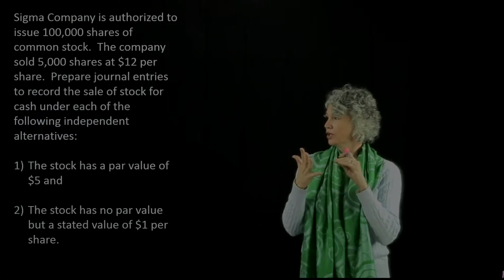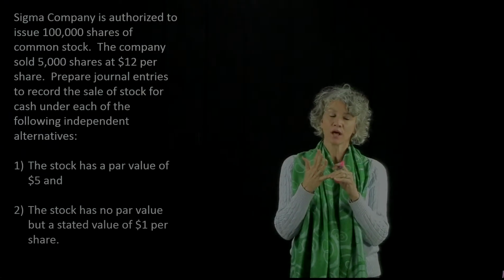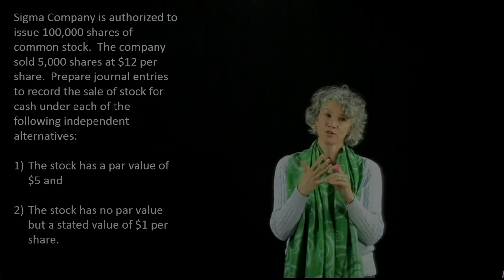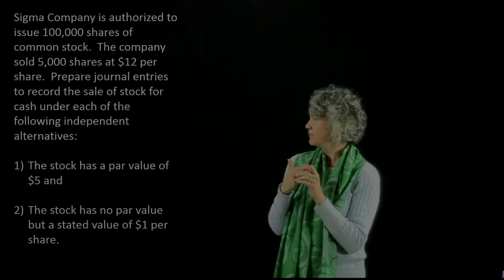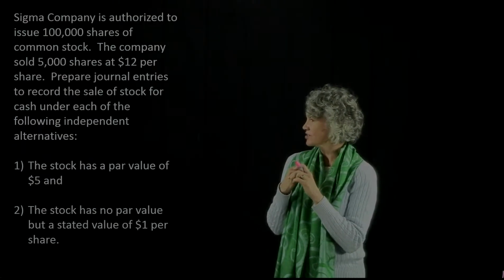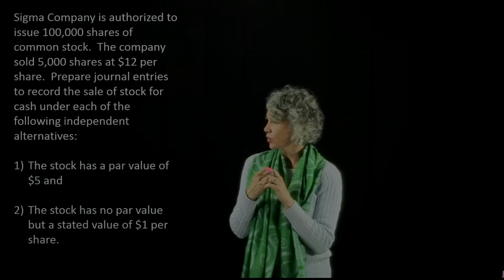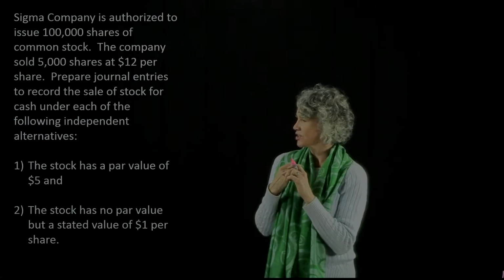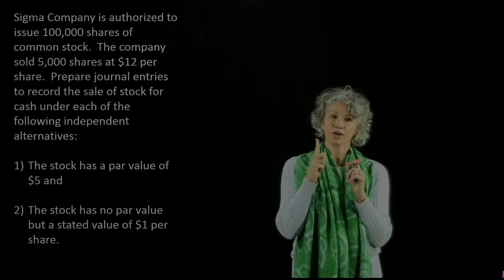Now remember, authorized, they don't have to issue all of them. They just want to get a whole lot of them authorized so that they don't have to redo their paperwork with the state every time they want to change things. Okay, the company sold 5,000 shares at $12 per share. Prepare the journal entry to record the sale of the stock for cash under each of the following independent alternatives. 1, what if the par value is 5?